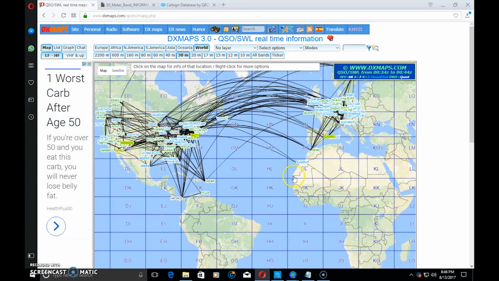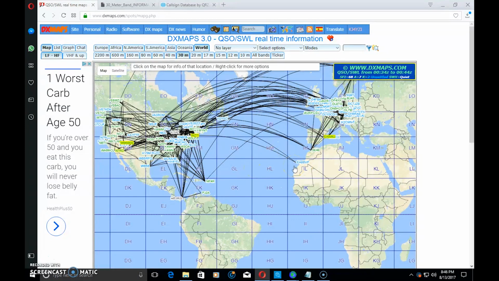Now, let me tell you about 30 meters real quick. It is one of the WARC bands from the World Administrative Radio Conference. The WARC bands are 30 meters, 17 meters, and 12 meters. And these three bands are some of my favorite because they're contest free. You cannot have a contest on any of those three bands. However, 30 meters does not allow phone. It's limited to 200 watts peak envelope power. No phone, but you can use CW and plenty of digital modes, even APRS on 30 meters.